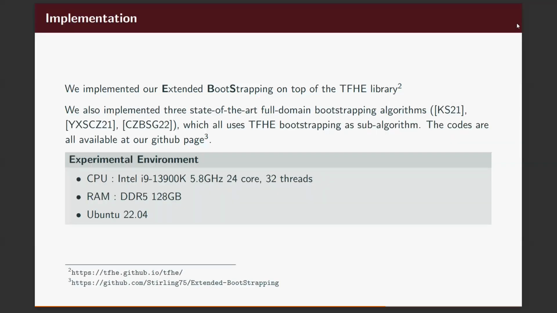So we provide some experimental results. We implemented our EBS on top of the TFHE library, along with the 3 state-of-the-art full domain functional bootstrapping algorithms. They all use the TFHE functional bootstrapping as a sub-algorithm, and the code is publicly available at our GitHub page at that link. And this is our experimental setup.